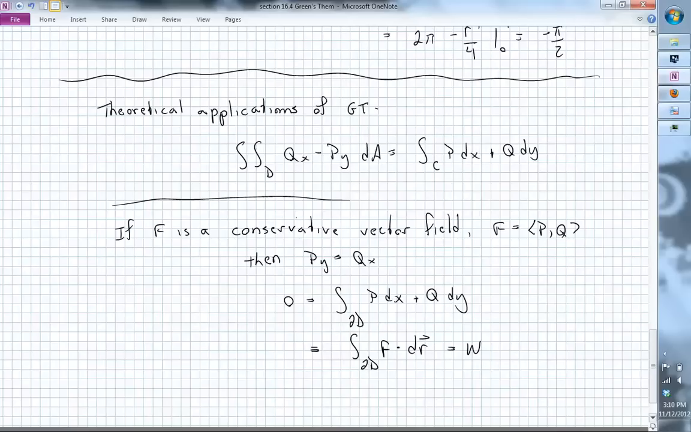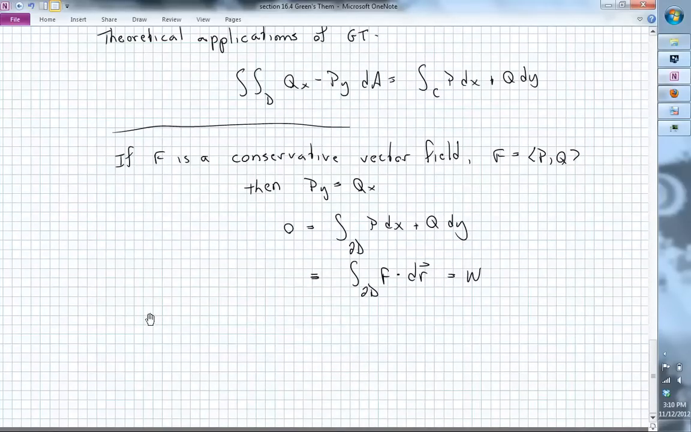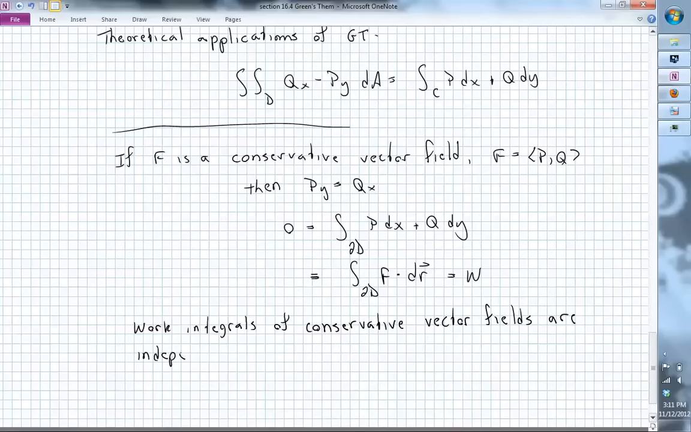Okay, let's do another one. What else do we know about conservative vector fields? Work integrals of conservative vector fields are independent of path. Green's theorem would seem to not be able to say much about this particular property, because Green's theorem always needs a set and a closed curve. Those paths may or may not be closed. It's just saying that the work integral depends on where you start and where you end up, which is more general than the whole closed path thing.